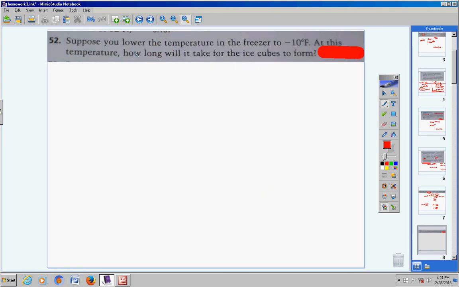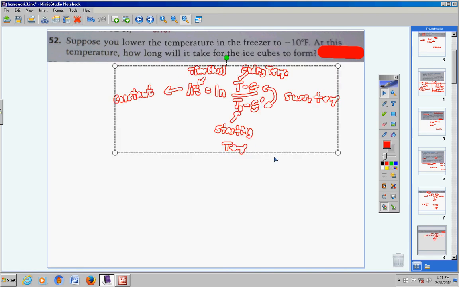Suppose you lower the temperature to negative 10 degrees Fahrenheit at this temperature. How long will it take for the ice cubes to form? Alright, well, let's take a look and see if we figure this out, okay?